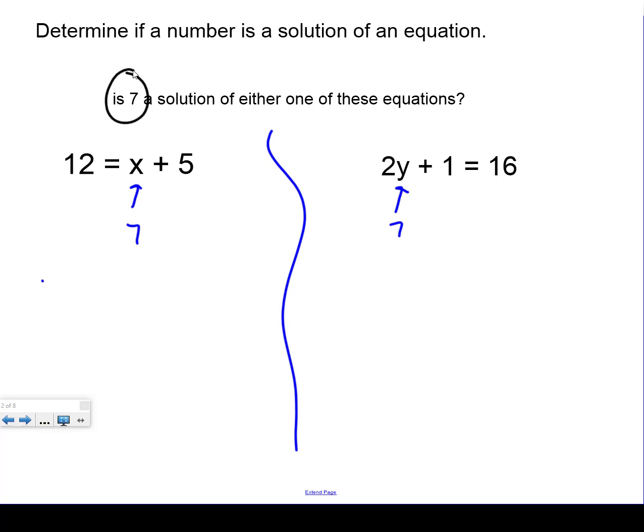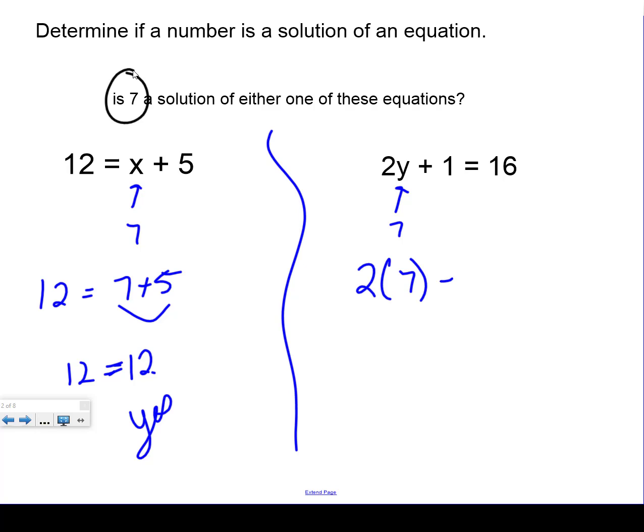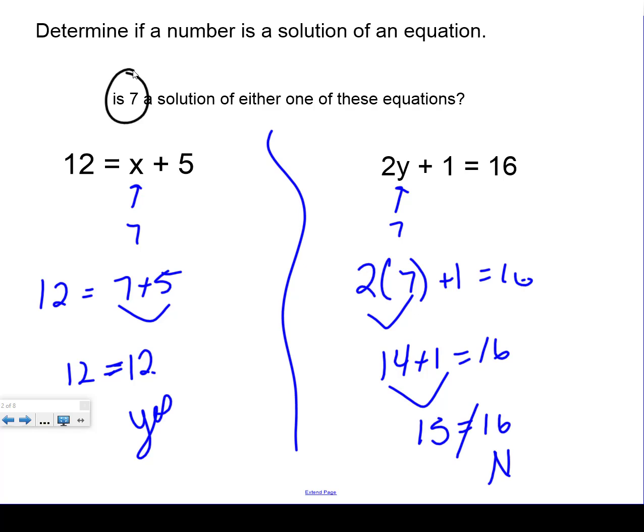So let's see. The left side is 12 and the right side is 7 plus 5. The right side adds to be 12 and the left side is 12. So yes, this one worked out, right? This one is 2 times 7 plus 1 equals 16. Well, 2 times 7 is 14. 14 plus 1 is 15. 15 does not equal 16, so no. So you're not moving things from side to side. You're just trying to see if the left side equals the right side and say yes or no.